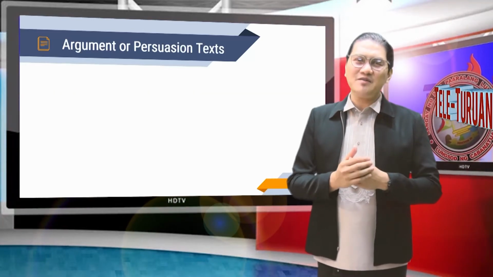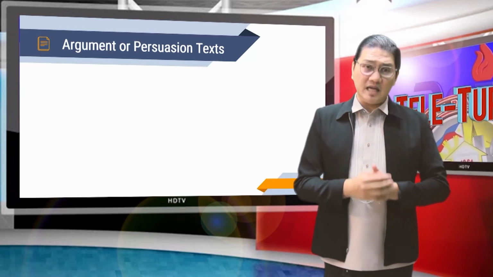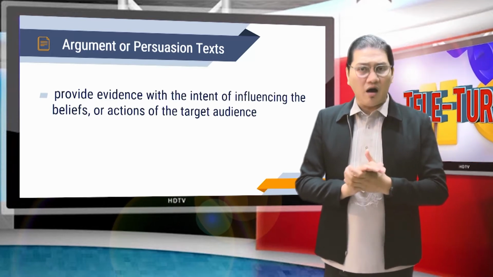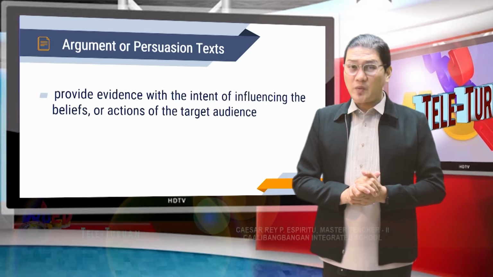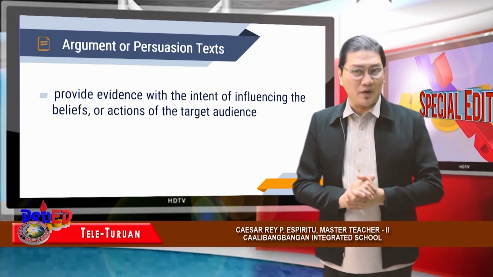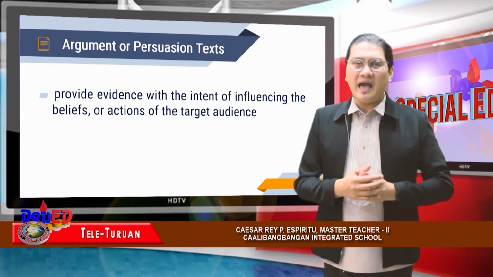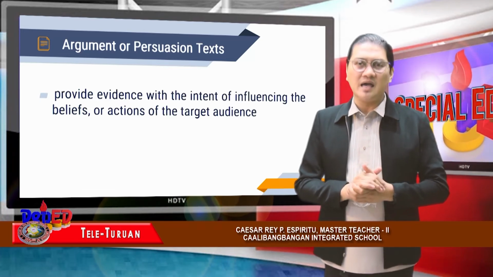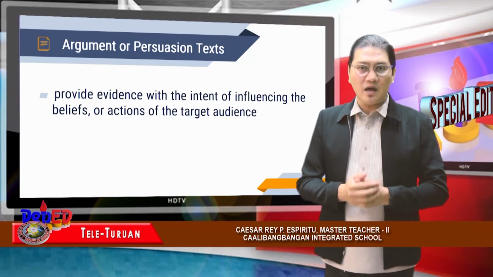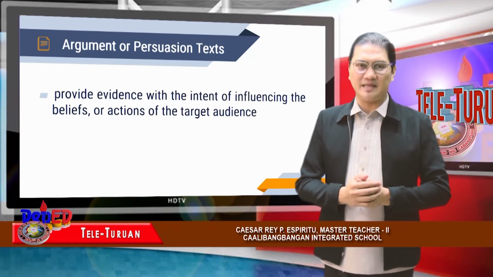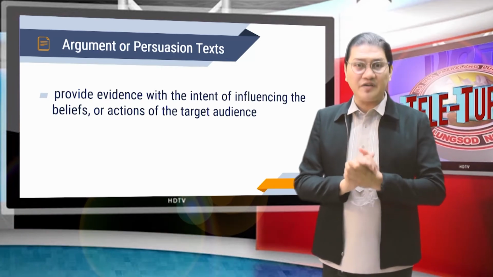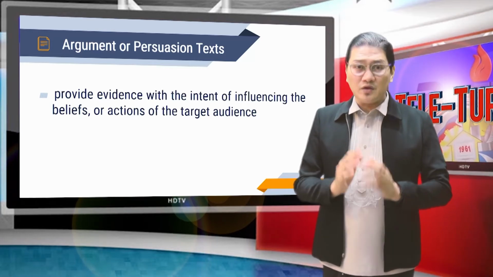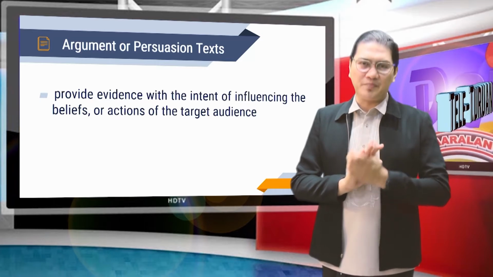And lastly, argument or persuasion text. It provides evidence with the intent of influencing the beliefs or actions of the target audience. A persuasive text is any text where the main purpose is to present a point of view and seeks to persuade a reader. A persuasive text can be an argument, exposition, discussion, review, or even an advertisement. It is a form of nonfiction writing which aims to convince the reader to a certain point of view. Newspaper columns are good examples of persuasive text.